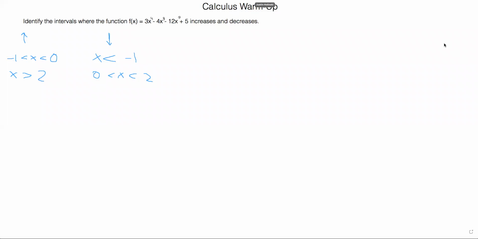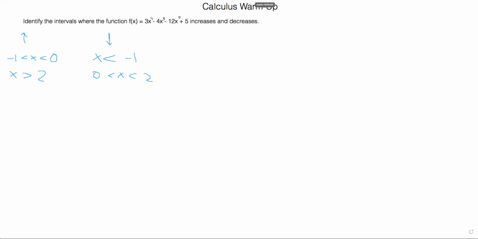All right. So it looks like we have two intervals where it is increasing, right? We should have three intervals where it's decreasing, though. So you have x is less than -1. You have 0 less than x less than 2. So that part is good. We're missing one more interval where the function is decreasing.